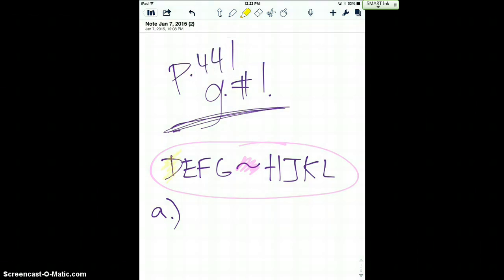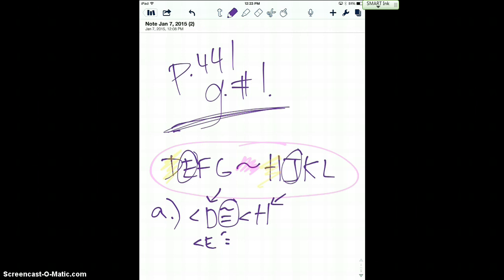So I would say angle D is congruent to angle H. Does that help you? Angle D is congruent to angle H. And I'm going to use the congruency symbol there because I'm using the angles' letters. I'm not just going to put equals because I don't have any numbers. And E corresponds with J. Then you have F corresponding with angle K. And then you have angle G corresponding with angle L.